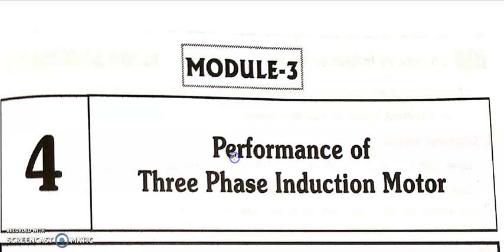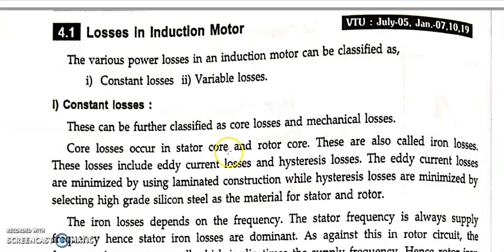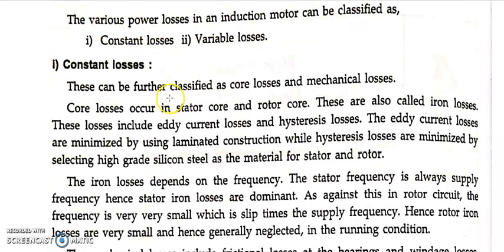First we have losses in induction motor. We know that there are basically two types of losses: constant losses and variable losses. Constant losses are also called iron losses, and variable losses are also called copper losses. First we shall see the constant losses. Constant losses occur in both stator as well as rotor, in the stator core as well as the rotor core.